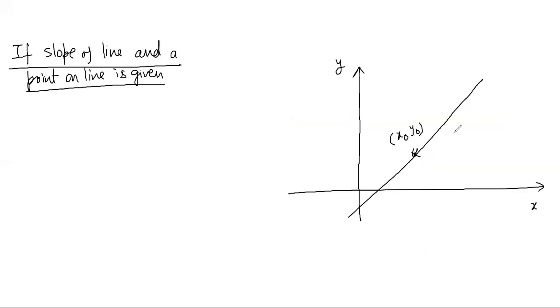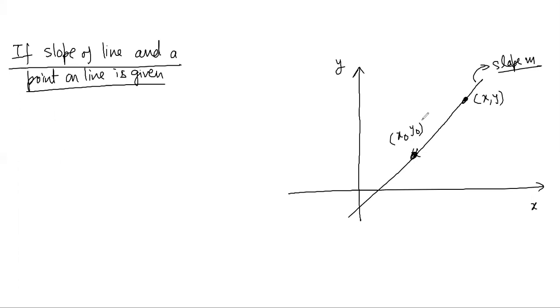So now suppose you have a line and the slope of the line is given. So we have this line, the slope of this line is m, and a point on the line is also given. Can you find the relationship between the x and y coordinates of any point of this line? The x and y coordinates of any point of this line will satisfy a linear relationship, and we have to find that particular linear relationship, which is also the equation of the line.